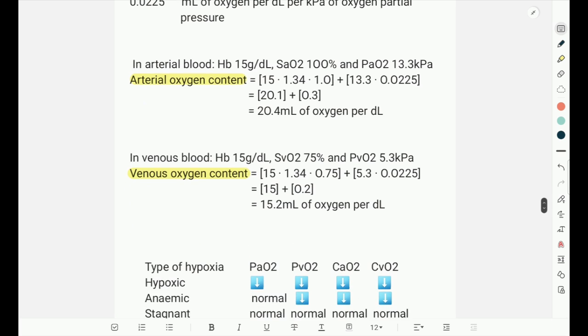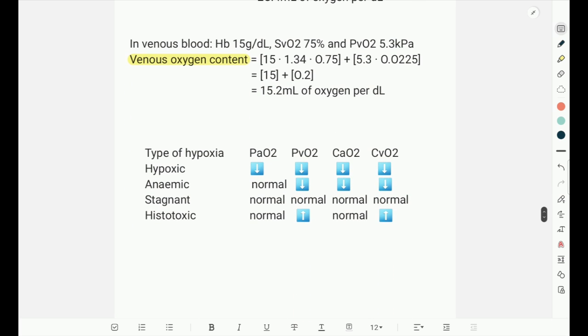Lastly, we are going to see what happens to partial pressure of oxygen and oxygen content in arterial and venous blood in different types of hypoxia. You can see that all the four decrease in hypoxic hypoxia. In anemic hypoxia, the partial pressure of oxygen in arterial blood is normal and the rest of the values decrease. In stagnant hypoxia, all the values are normal. In histotoxic hypoxia, the oxygen in arterial blood is normal, but that in venous blood is increased. Now these values can be asked by your examiner in the exam, so you have to learn these.